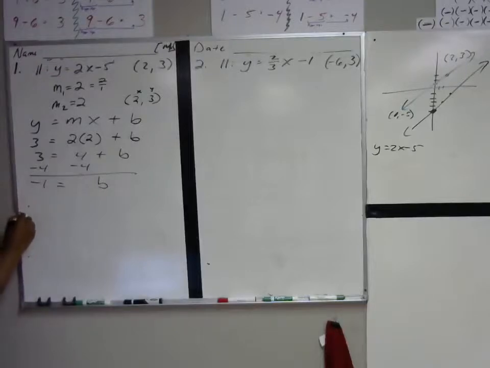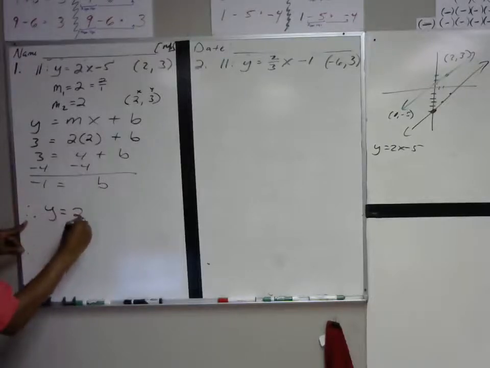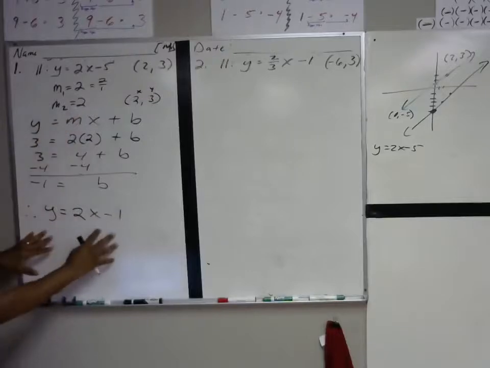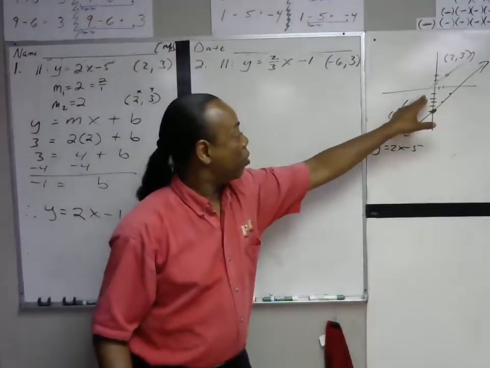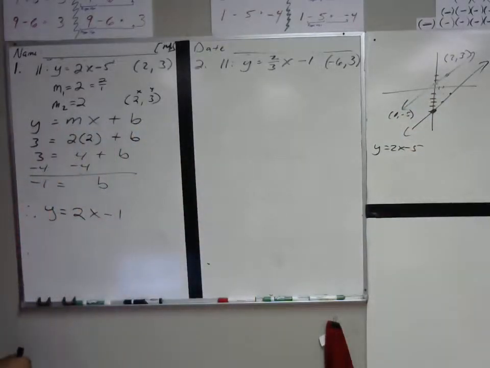Therefore, my conclusion is the equation of that new line is going to be y equals second slope 2, x minus 1. Finish. This is the equation of that new line here. Kind of drew it poorly. Should have drawn it a little lower, but that's fine.